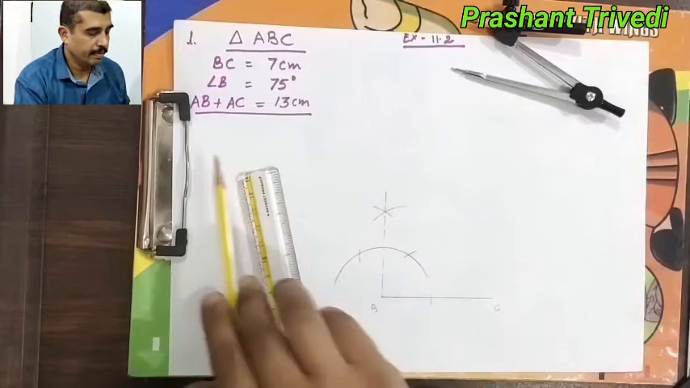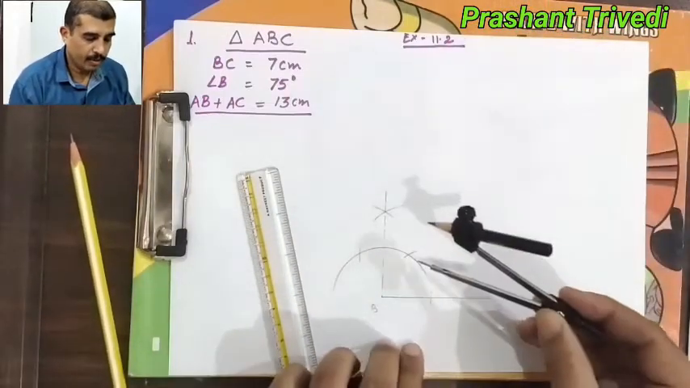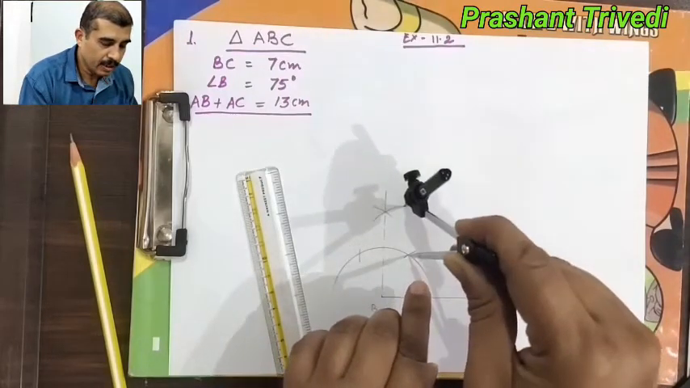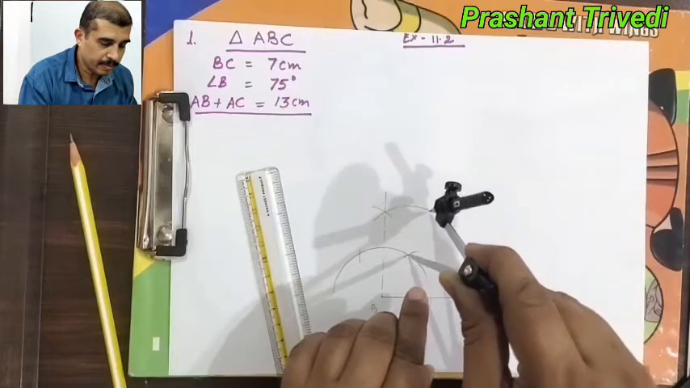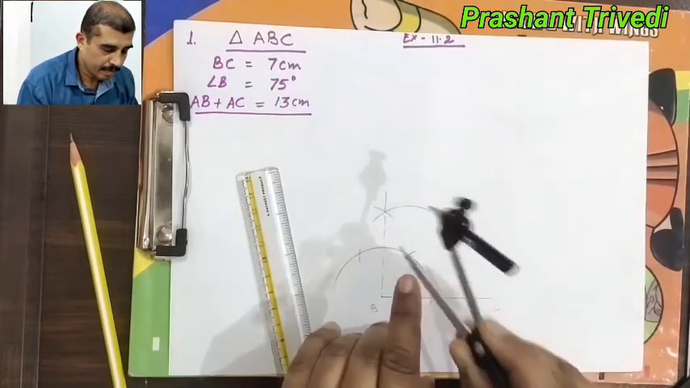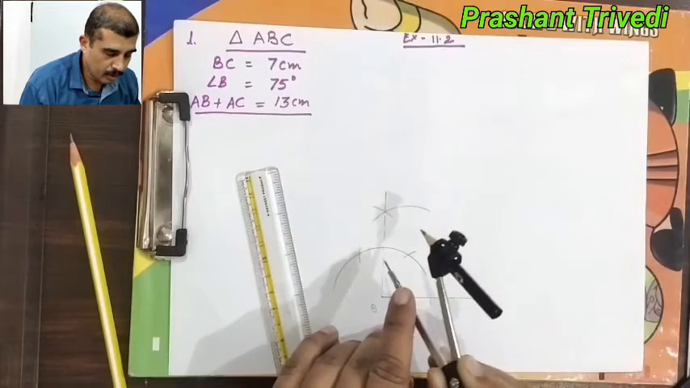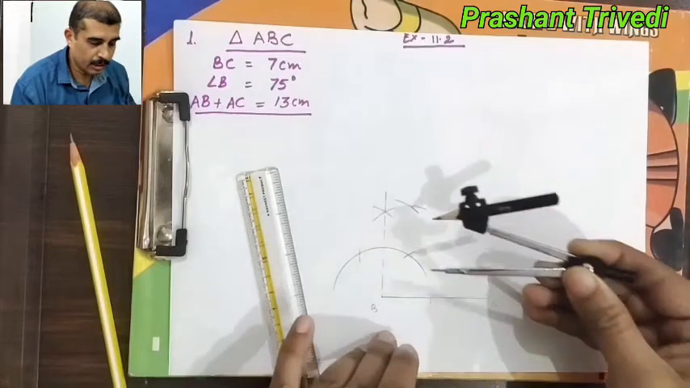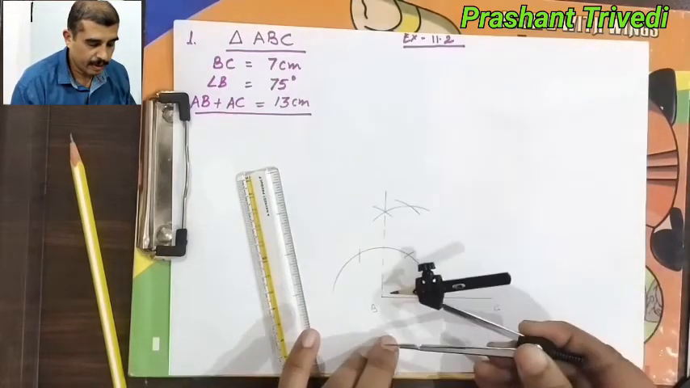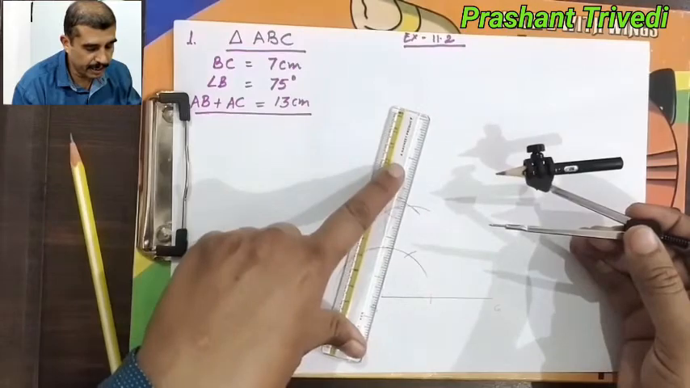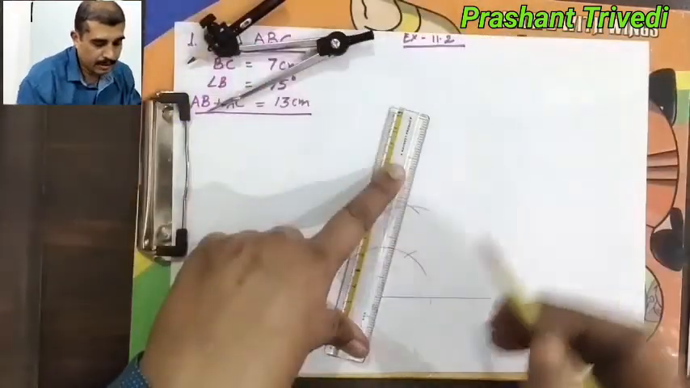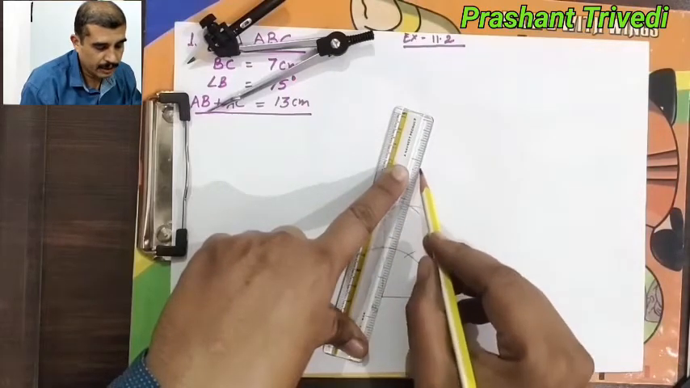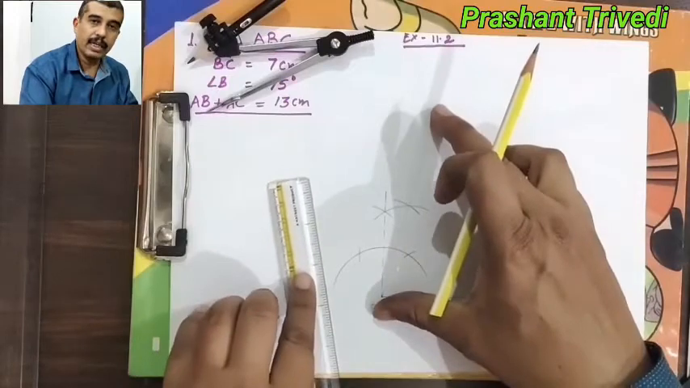90 and 60. From 90 and 60 we'll make 75 degree, bisecting this angle. So from here at the top, then from this point, yes, this point of intersection from B will make 75 degree. Yes, 75 degree. So joining.